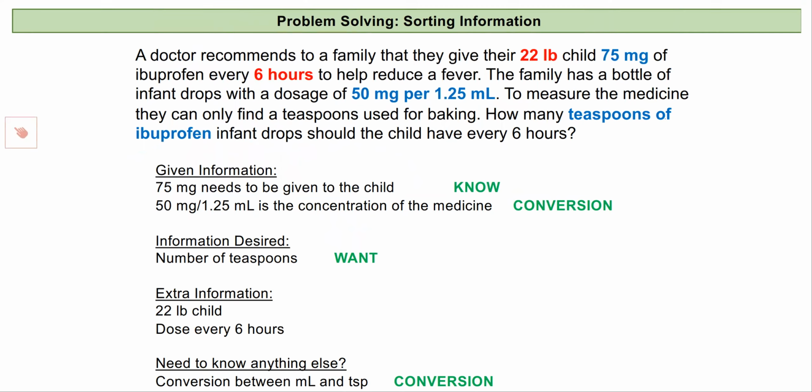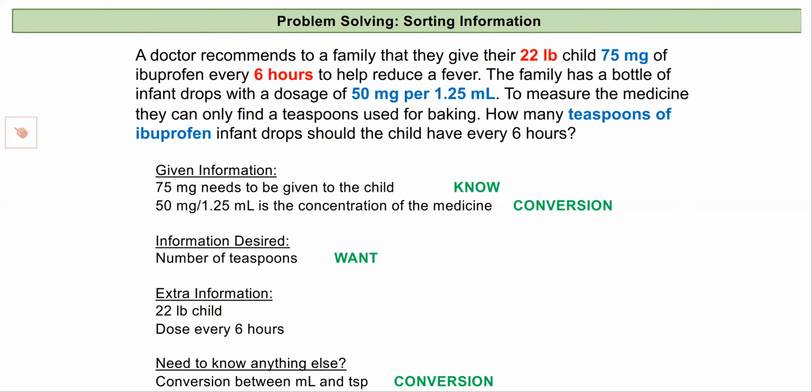So a doctor recommends to a family that they give their 22-pound child 75 milligrams of ibuprofen every 6 hours to reduce a fever. The family has a bottle of infant drops with a dosage of 50 milligrams per 1.25 milliliters. To measure the medicine, they can only find teaspoons used for baking. How many teaspoons of ibuprofen infant drops should the child receive every 6 hours?